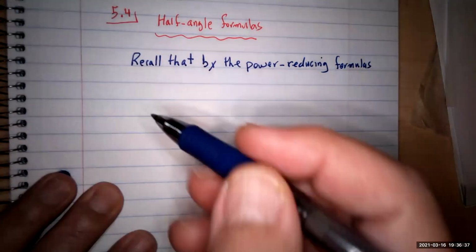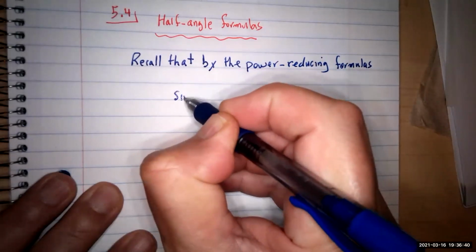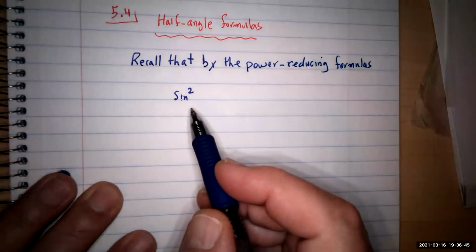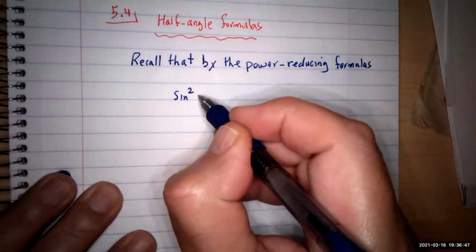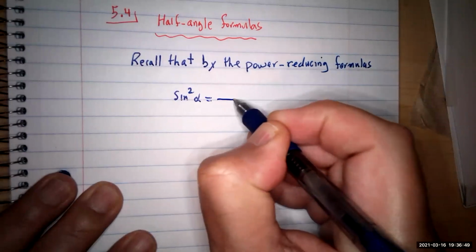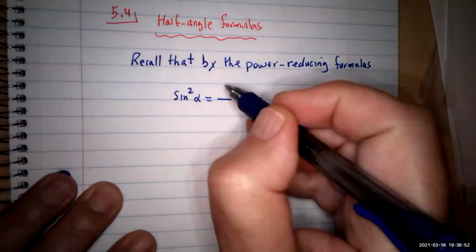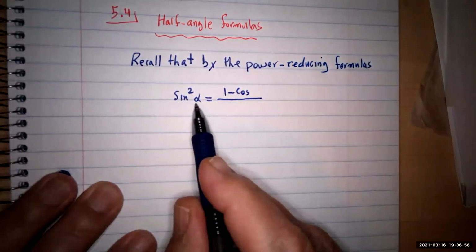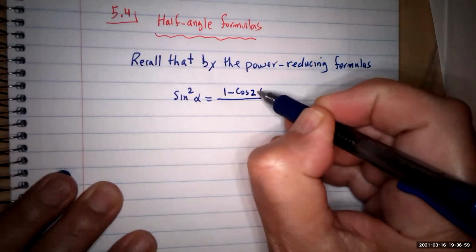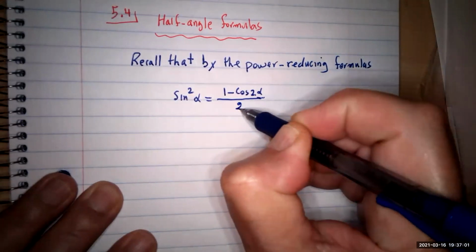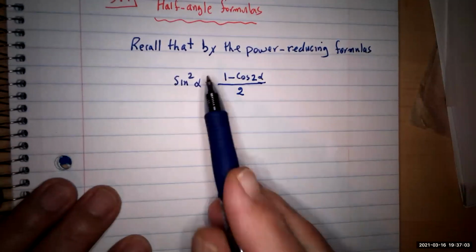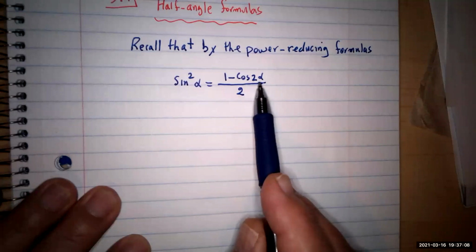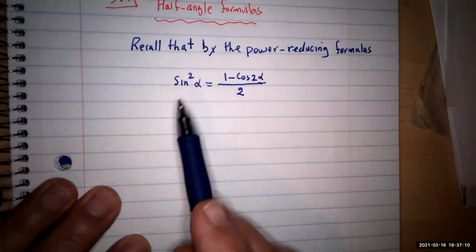We start with something like a sine squared. If you have a sine squared of alpha, it is going to be 1 minus cosine of the double angle. So you double this one, that gives you 2 alpha, divided by 2. Whatever we have over here, we double it. Or the other way around, if this is 2 alpha, then this is going to be 1 alpha.